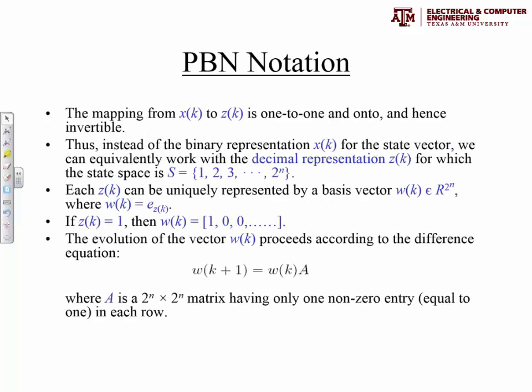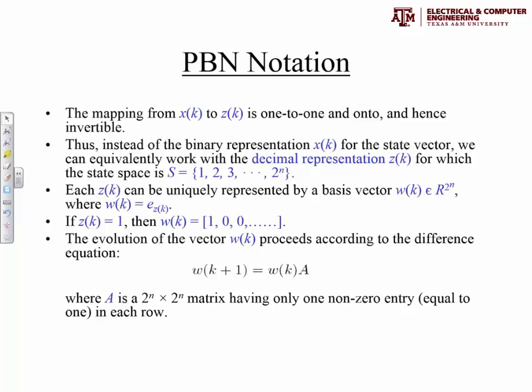Now clearly, and again, if there are any questions, stop me and ask me. If something is not clear, but I think you are people with strong quantitative skills, so this should be quite straightforward. The mapping from x_k to z_k is 1-to-1 and onto, and therefore it is invertible. So instead of using the binary representation x_k for the state vector, you could equivalently work with the decimal representation z_k, for which the state space now is basically the decimal numbers 1, 2, 3 up to 2 to the power of n.